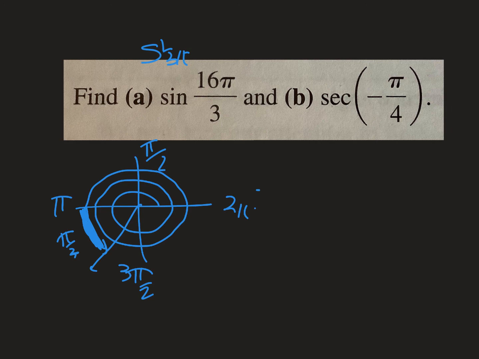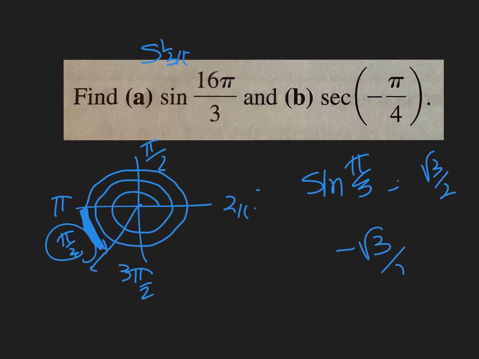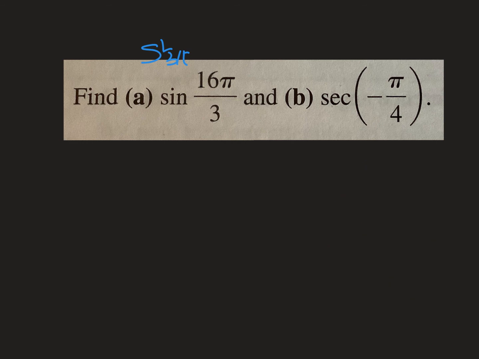How far away from the x-axis am I? So I'm really thinking, okay, what's sine pi over 3? And everybody knows sine pi over 3 is square root of 3 over 2, right? And because it's quadrant 3 down here, where x and y are both negative, my final answer for sine 16 pi over 3 is negative square root of 3 over 2. No big deal.